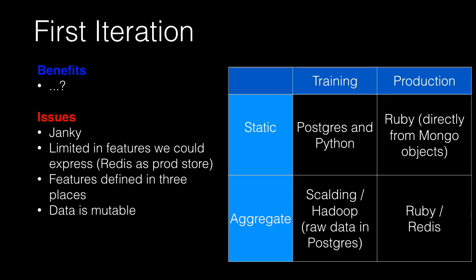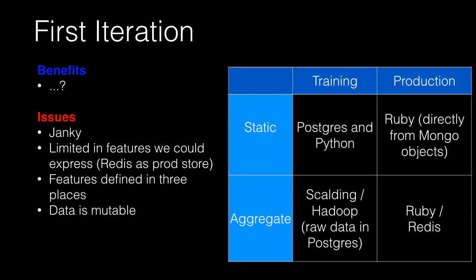What's bad about this approach, we can go on for a long time, right? It was janky. Part of your production workflow should not involve an engineer SCPing things between his laptop and various AWS instances. We were limited in our features in terms of what we could express. For the dynamic features or the aggregate ones, we were constrained by what we could shoehorn into Redis. And that really meant just windowed counts. How many times did this thing happen over the past few hours?